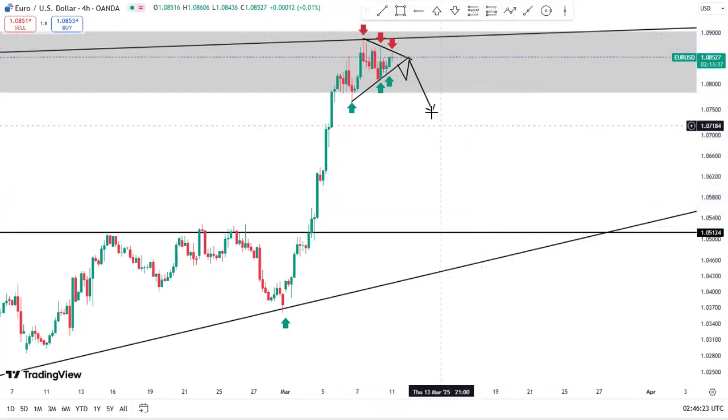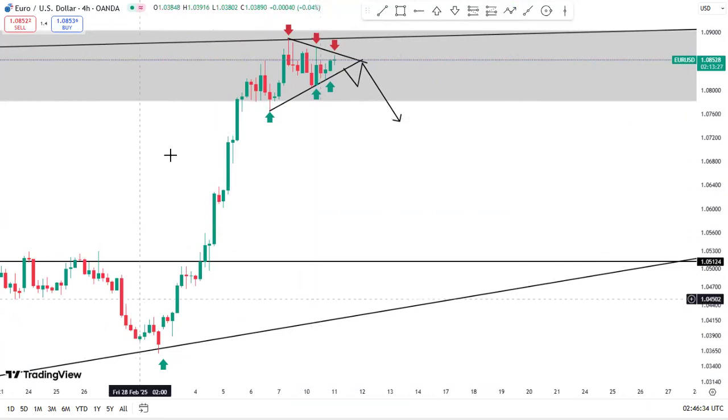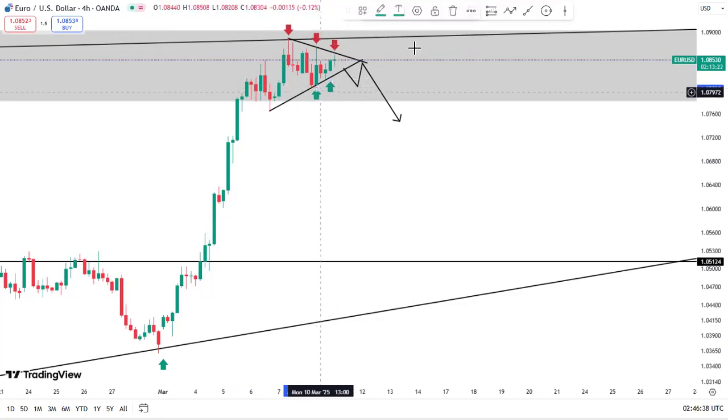If the market breaks the trend line, you know what we are looking for here. Once the market breaks the trend line, you know what you're going to be looking for. If the market goes a little bit higher, you move again to your left-hand side. I'll show you what you have on your left-hand side. That is what they do most of the time.